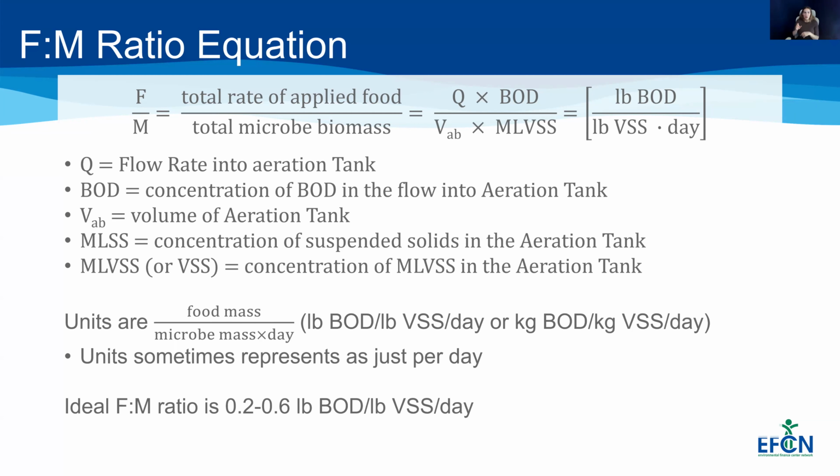And then we have two different examples of our suspended solids that are already in the aeration basin. So there's our mixed liquor suspended solids, or MLSS, which is the concentration of suspended solids in the aeration tank. And then we have our mixed liquor volatile suspended solids, or MLVSS, which is the concentration of the living solids in the aeration tank. And we use the MLSS to calculate our MLVSS. These units tend to be measured in the mass of food divided by the microbial mass per day.